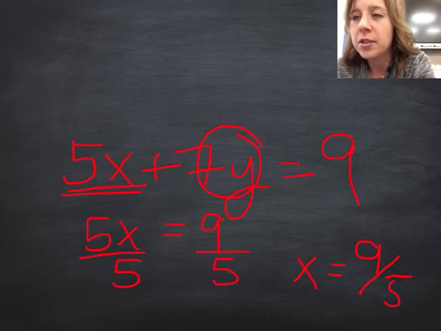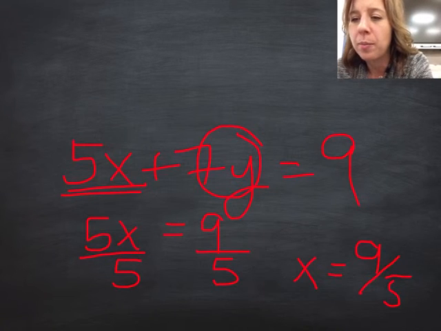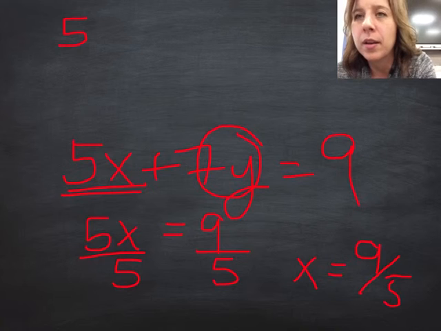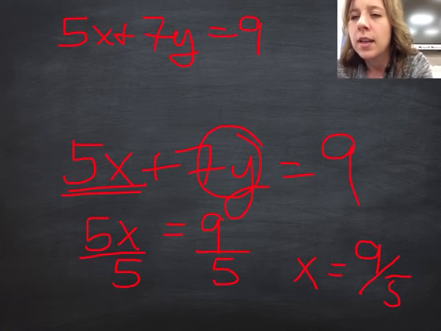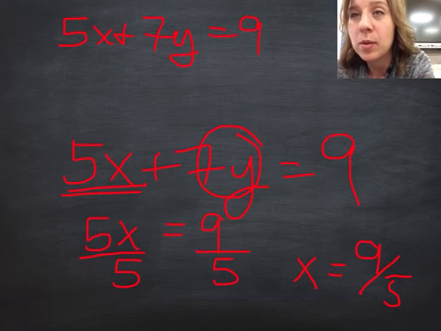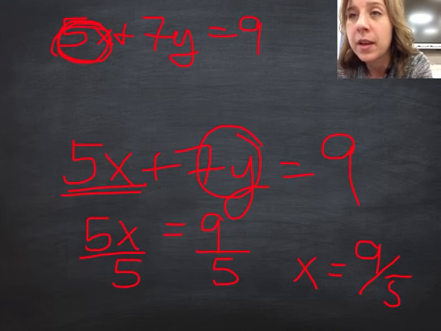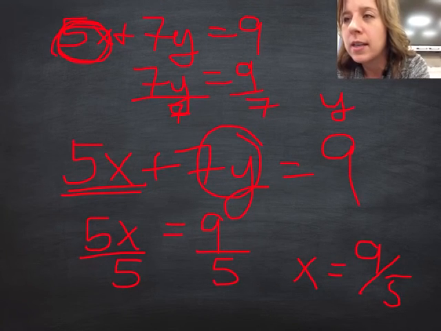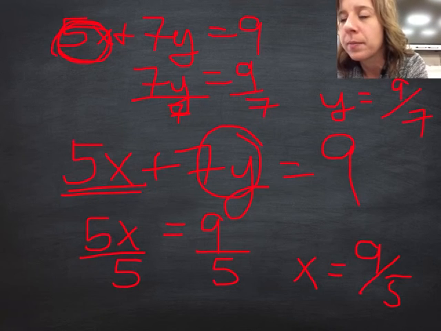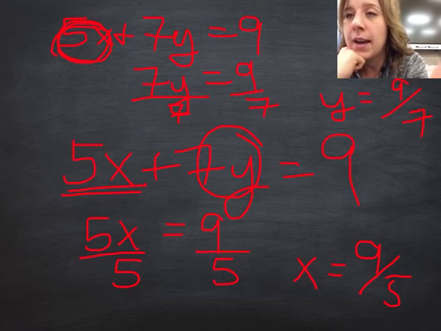For my y-intercept, if we go back, I'll write the question over again up here. 5x plus 7y equals 9. Okay, I want to find my y-intercept this time, so I'm going to set my x equal to 0. I'm going to have 7y equals 9. Divide both sides by 7. Y is equal to 9 on 7. There you go. And that's basically as hard as it gets for finding x and y intercept.